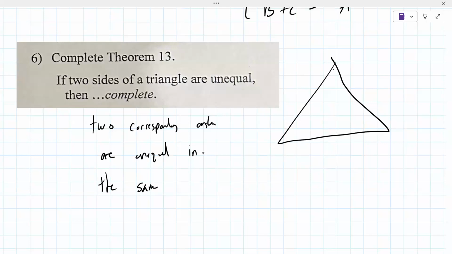So that's the whole magnitude thing. If the sides are bigger, then it's across from the bigger angle. If they're smaller, they're across from the smaller angle. Does that make sense? Mm-hmm. Okay.